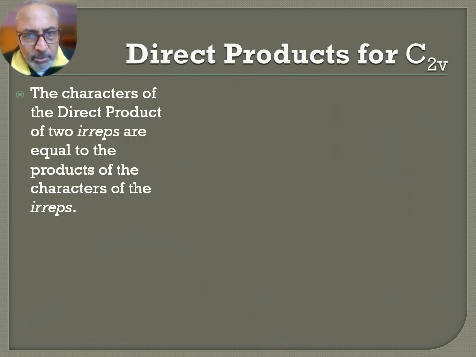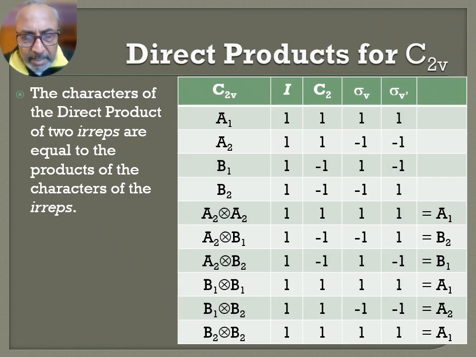Now let us introduce the direct product. The characters of the direct product of two irreducible representations are equal to the products of the characters of the irreducible representations. With that, we can construct the direct products of all the irreducible representations of C2V, and the direct product is represented by this cross symbol.